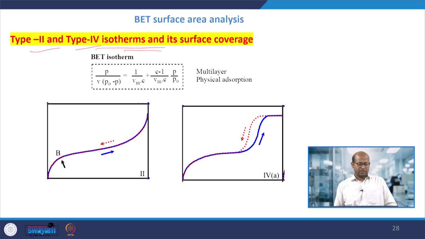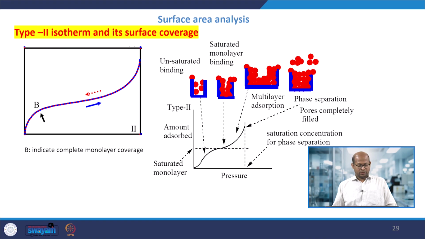Here type 2 and type 4 isotherms are placed side by side. You can see here there is no hysteresis loop, and here hysteresis loops are present. First, the type 2 isotherm. You can see we go from low pressure to high pressure, with nitrogen pressure on one axis and the volume of gas adsorbed on the other. At this particular point, micropores are present over the surface.